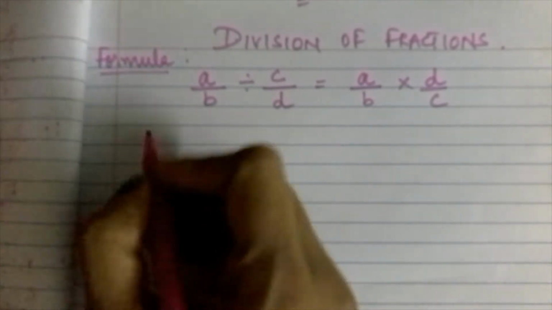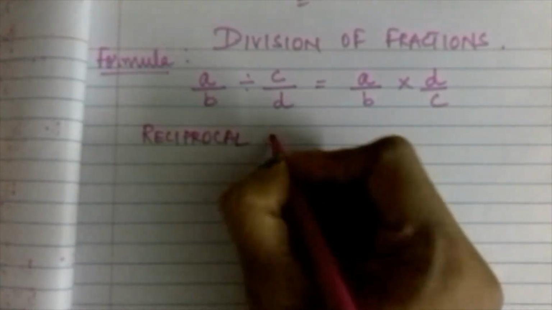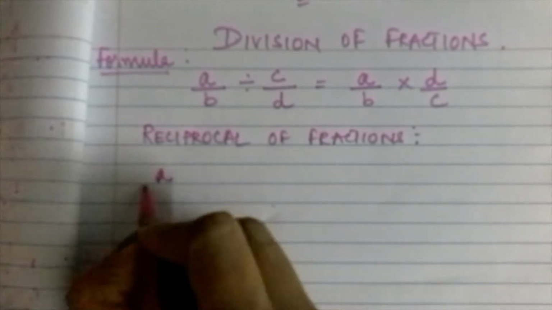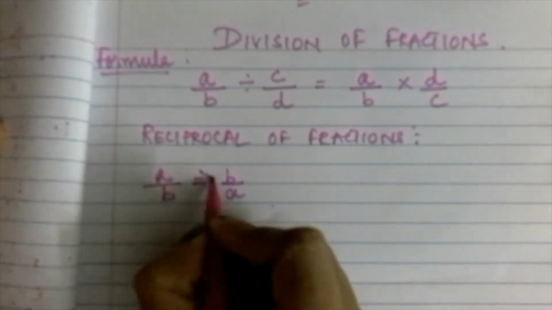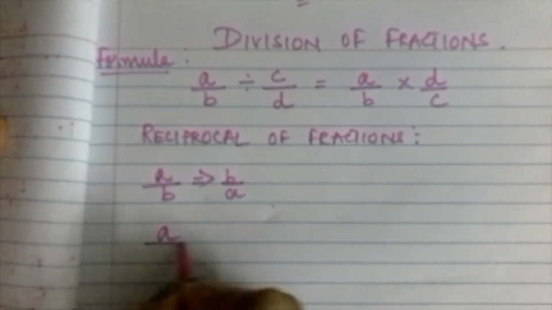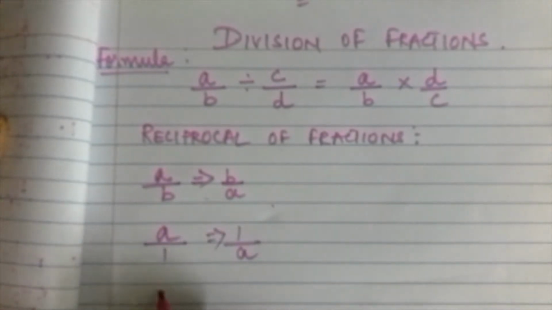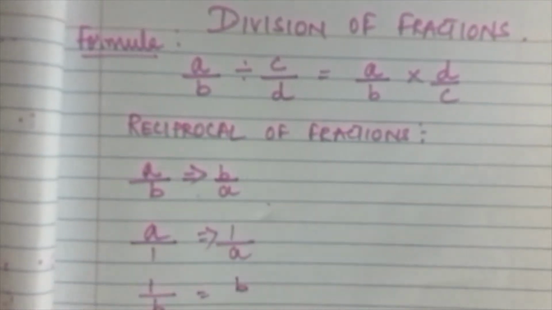Before that, we need to know what a reciprocal is. So what is the reciprocal of a fraction? For example, for a fraction a by b, the reciprocal is b by a. You just write the opposite, the ulta. So the reciprocal of a by b is b by a. The reciprocal of just the number a, whose denominator is 1, will be 1 by a. Just taking the ulta. For example, the reciprocal of the fraction 1 by b will be just b.